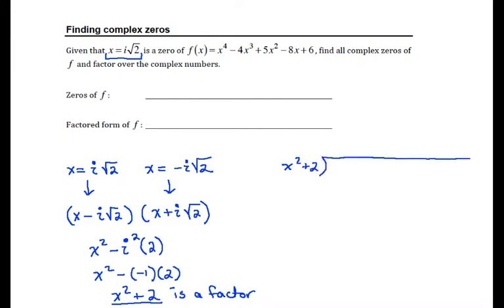with x squared plus 2 going into x to the 4 minus 4x cubed plus 5x squared minus 8x plus 6. And I'm going to start with the first term divided by the first term. x to the 4th divided by x squared gives me just x squared. And when I multiply that x squared by the whole divisor, it gets me x to the 4th plus 2x squared.